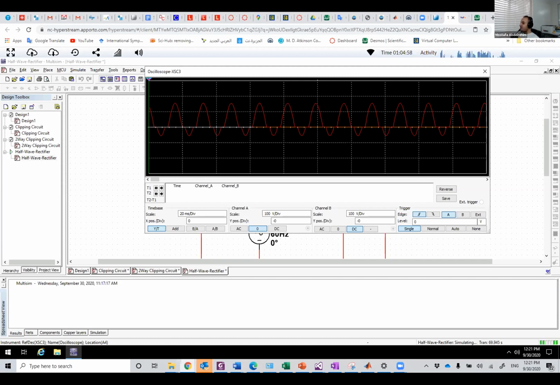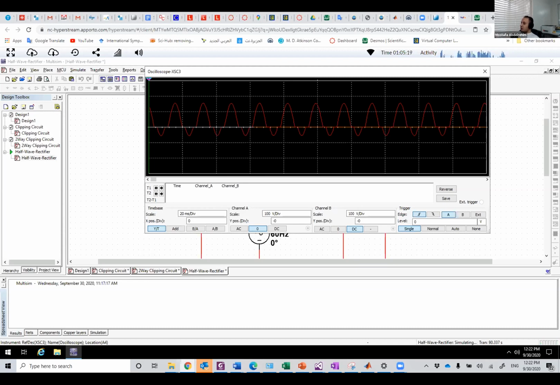So that's the problem that I was talking about yesterday, that you must take care of: be sure, all the time, that the negative reverse voltage of the input is less than the breakdown voltage of the diode.